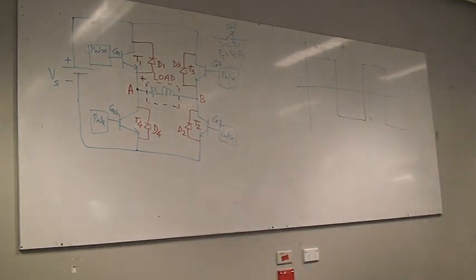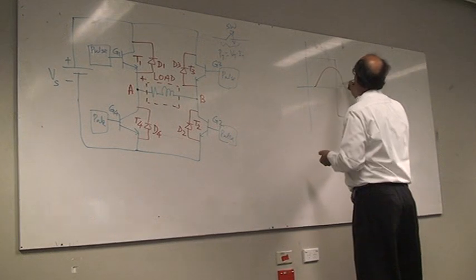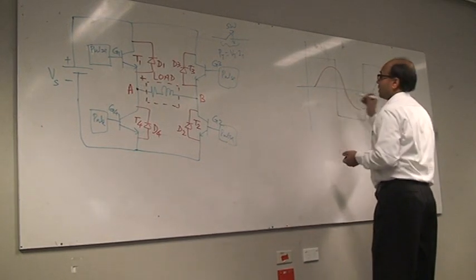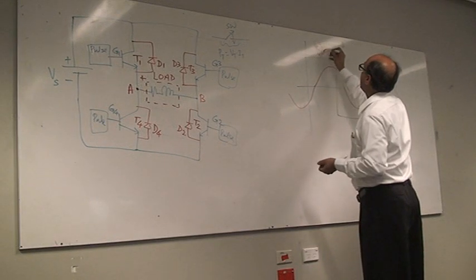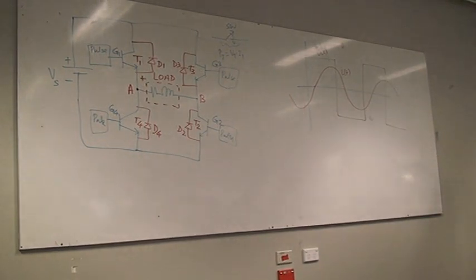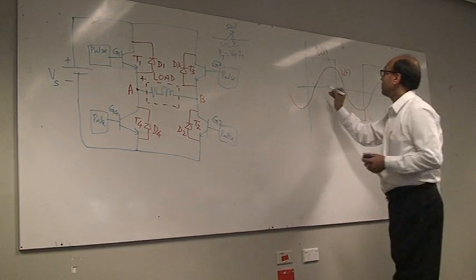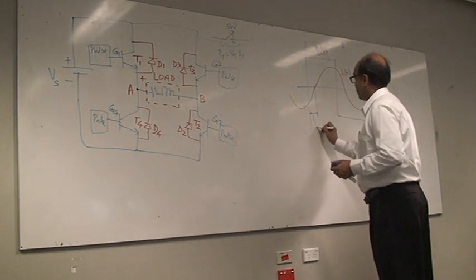So this is my voltage waveform, and then the current waveform, because of the inductive load. So this is my voltage Vt, and this is my current It. Okay. So current, because of the inductive load, will lag the voltage by a certain angle. This is my phase angle or power factor angle. This is theta.